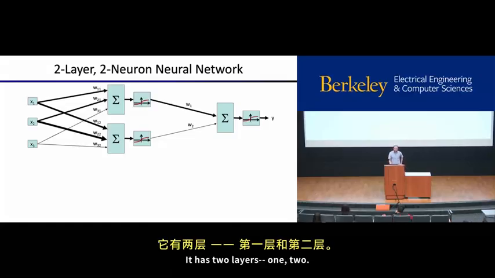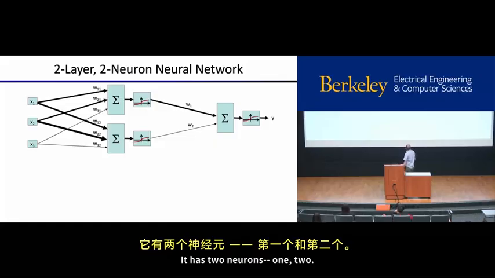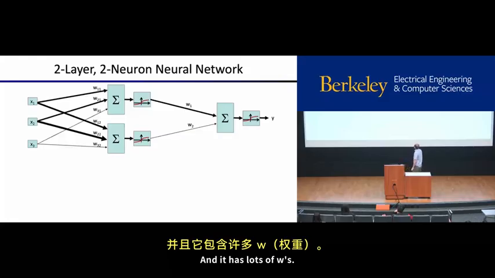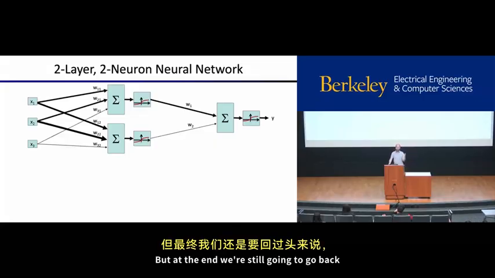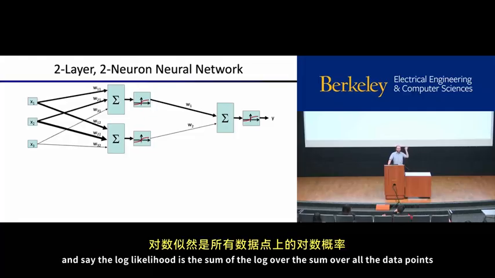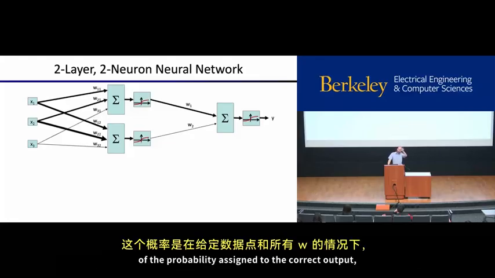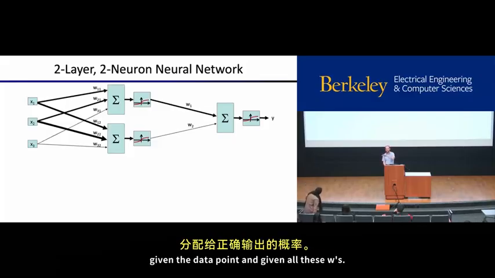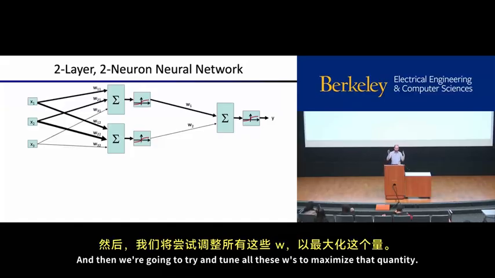So here is a neural network. It has 2 layers, 1, 2. It has 2 neurons, 1, 2, and it has lots of W's. But at the end, we're still going to go back and say the log likelihood is the sum over all the data points of the log of the probability assigned to the correct output given the data point and given all these W's. And then we're going to try and tune all these W's to maximize that quantity.